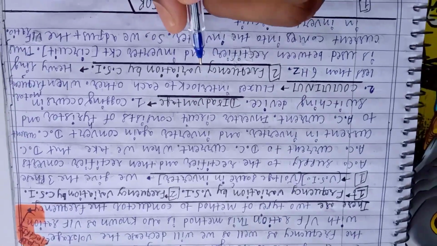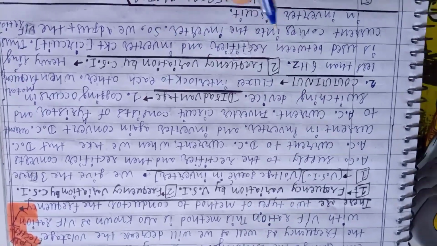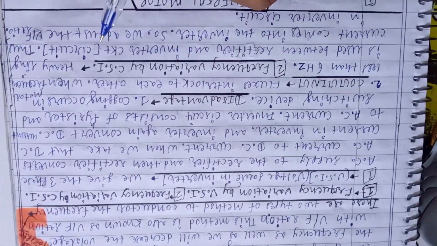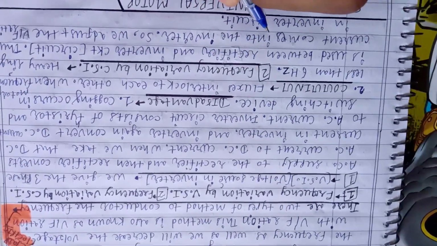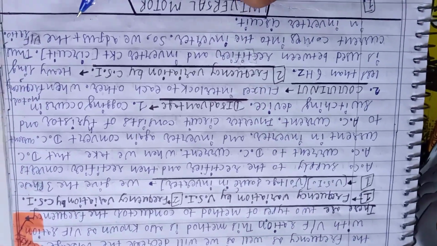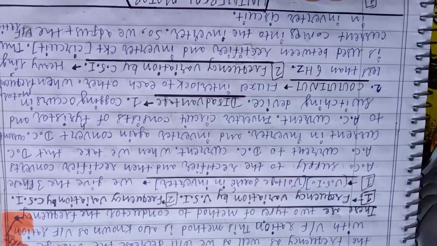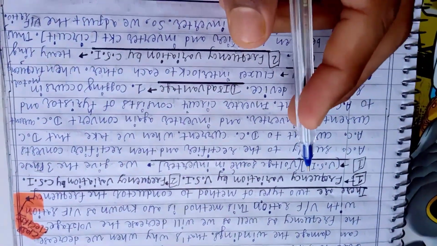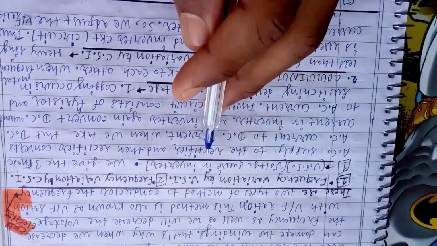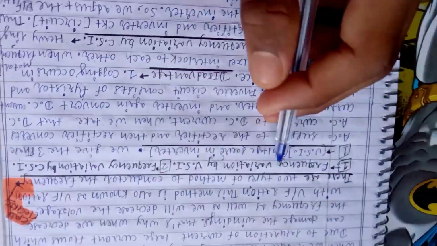Now frequency variation by CSI. A heavy inductor is used between the rectifier and inverter circuit. Thus constant current comes into the inverter, so we adjust the V by F ratio in the inverter circuit. So here we covered the three-phase induction motor, frequency variation by VSI and frequency variation by CSI.